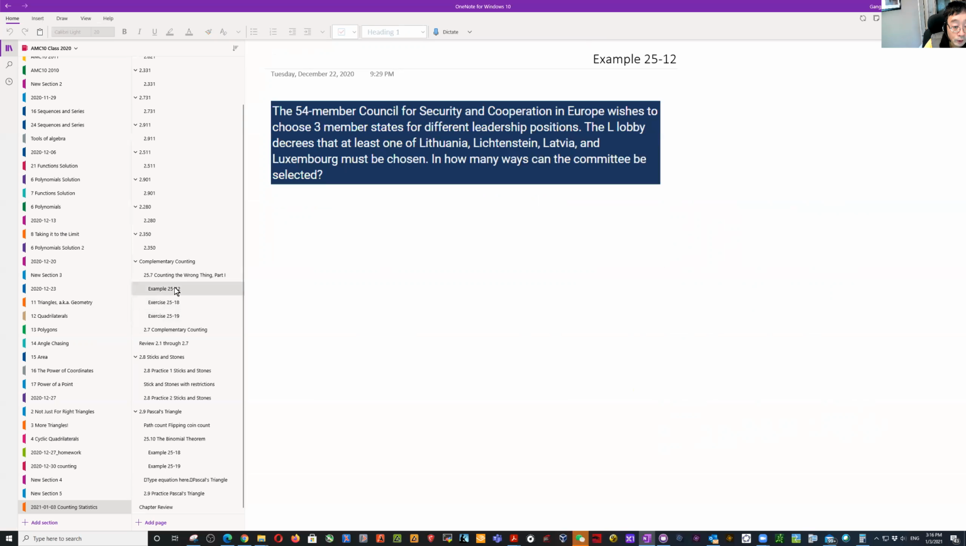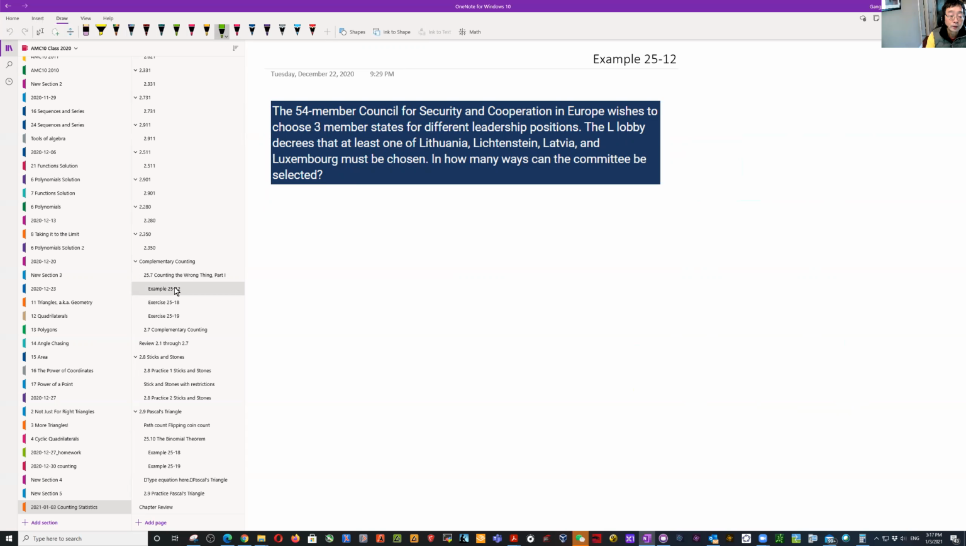So let's do this problem. The 54-member Council for Security and Cooperation in Europe wishes to choose 3 member states for different leadership positions. The lobby decrees that at least one of Lithuania, Liechtenstein, Latvia, and Luxembourg must be chosen. In how many ways can the committee be selected?